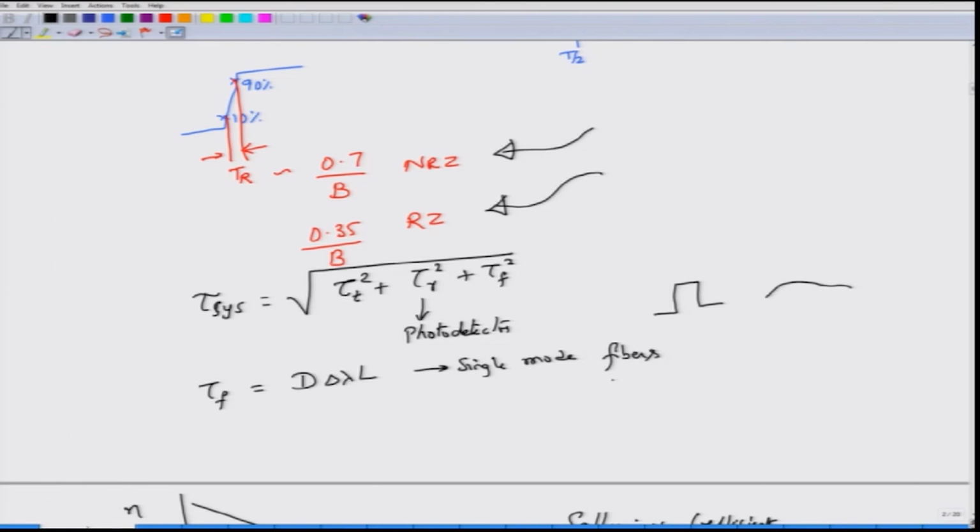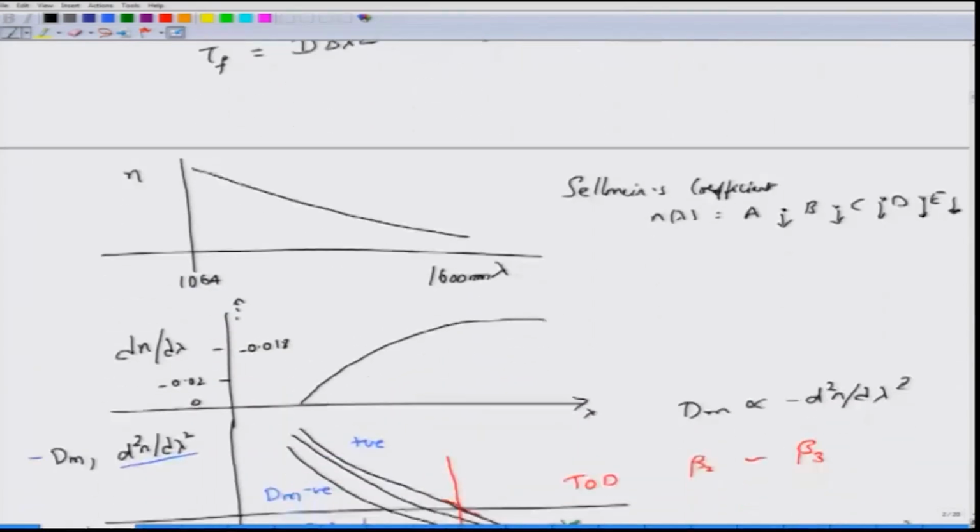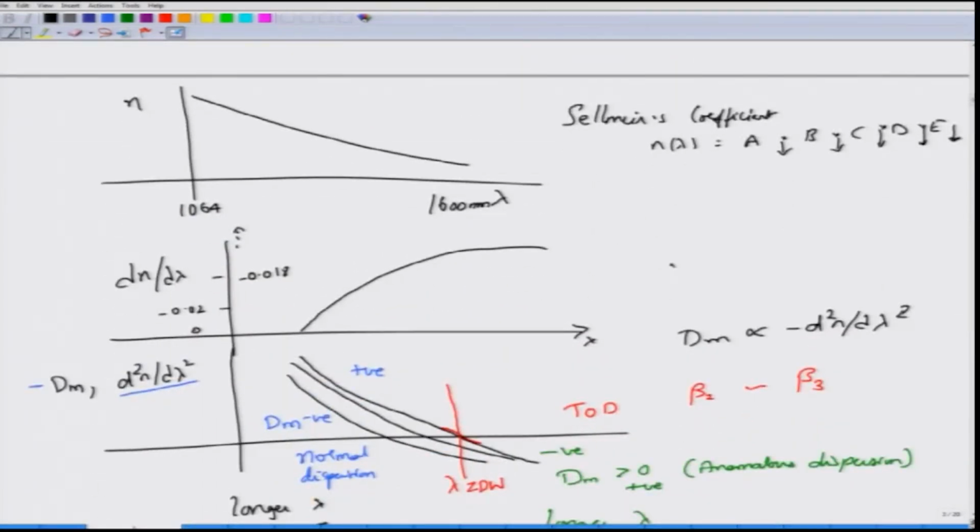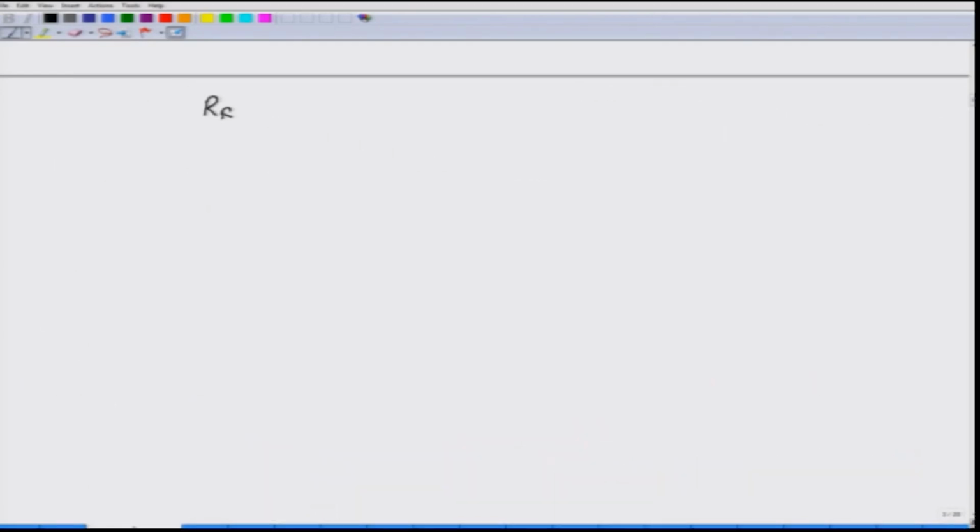So, for single mode fibers the pulse spreading is given by D into delta lambda into L. So, you can substitute that into this expression. Okay. Let us consider a typical example and then see what happens. Let us consider a typical example in which my data rate RB is about 400 Mbps and I want to transmit over 100 kilometer. My transmitter rise time is 1 nanosecond, my receiver rise time is something that I have to calculate.